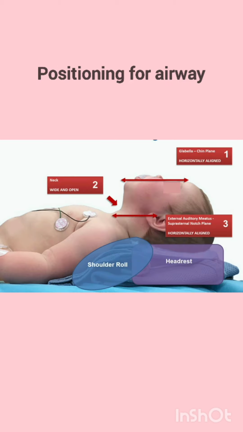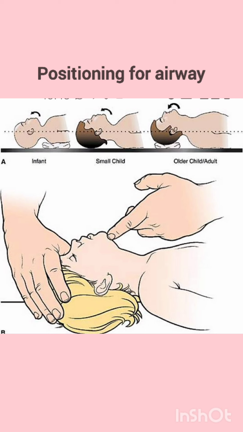In the supine position, the large head of the infant causes neck flexion and compresses the upper airway passages. A combination of shoulder roll and headrest can bring an infant into the classical sniffing position, which is ideal for intubation. The criteria are to align the glabella horizontally with the chin, open the anterior neck space, and align the external auditory meatus horizontally with the suprasternal notch. Sometimes a simple head extension may bring some infants into the sniffing position. Avoid overextension of the neck as it may make laryngeal exposure difficult.